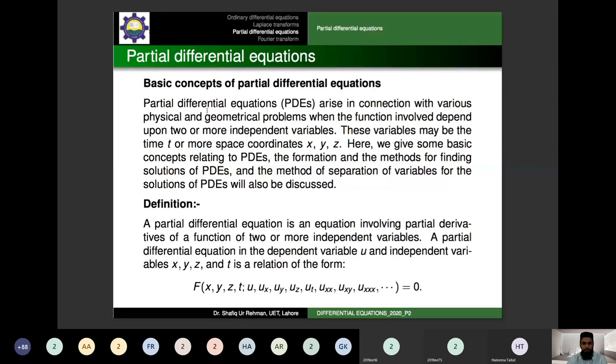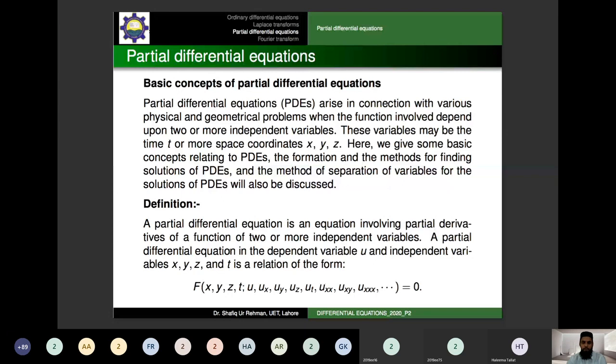So we say that a partial differential equation in the dependent variable, for example, u, and independent variables like x, y, z, and t, is the relation of this particular form. So we will be having dependent variable symbolically u, we will be having independent variables symbolically x, y, z, and t. So how are they connected with each other? How have they been described? They are going to describe a relation between them.